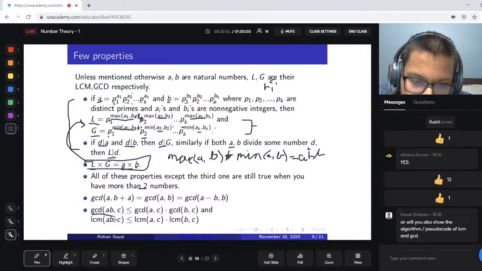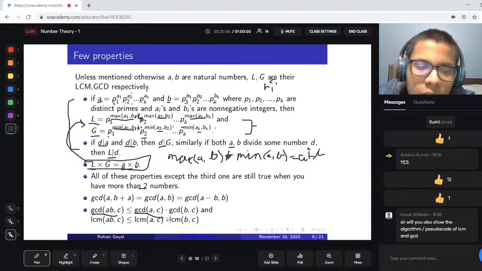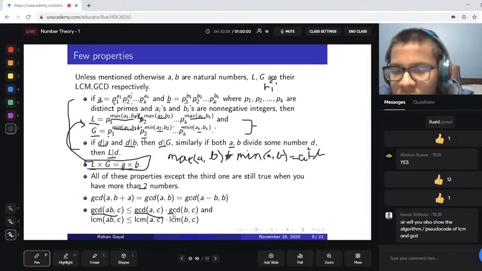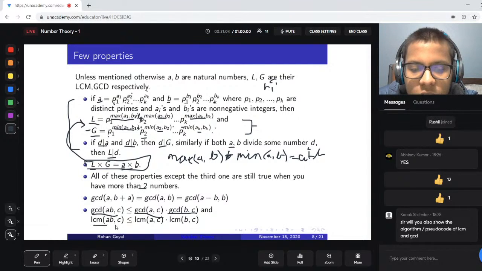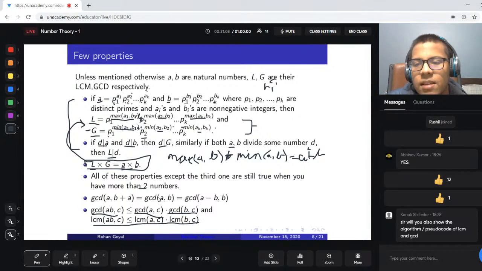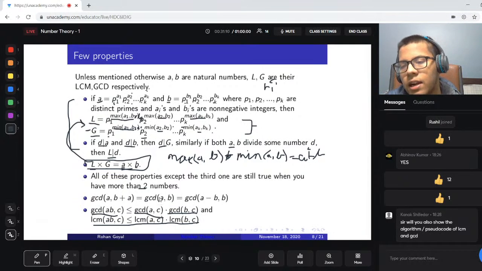And lastly, we have GCD of AB and C is less than or equal to GCD of A comma C times GCD of B comma C. You can use this result for that. And here also we have this. So these are some basic properties of GCD and LCM that you should know.